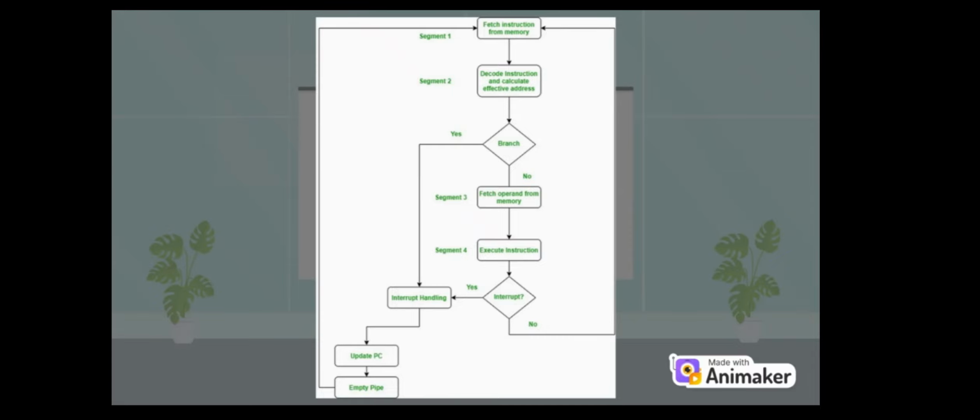If it is a branch instruction, then there will be a pipeline stall. A pipeline stall is a delay in the execution of instructions in a pipeline processor caused by a condition that prevents the next instruction from proceeding to the next stage of the pipeline. After the pipeline stall, the program counter will be updated with the next instruction, and the pipeline will be emptied for the execution of the next instruction.